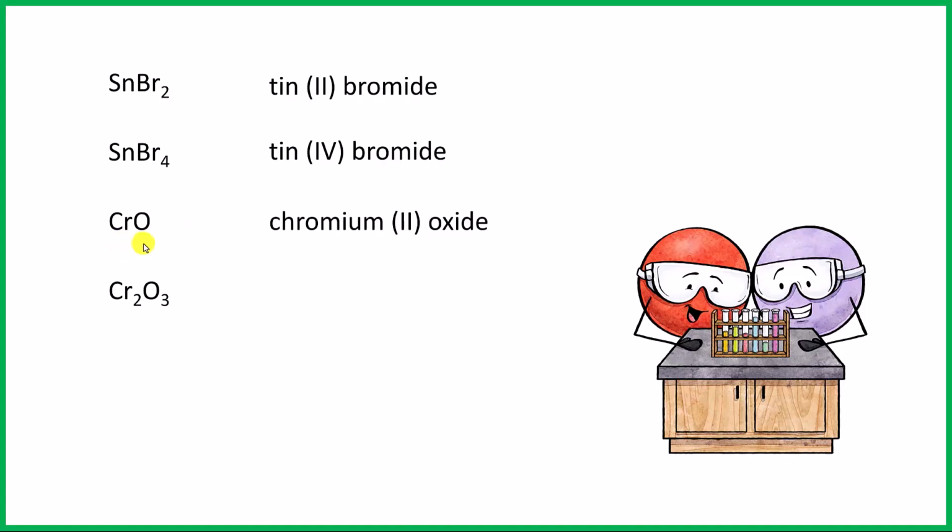Next one is chromium 2 oxide. Oxygen has a minus 2 charge, so this chromium, if they're balanced out, must be a plus 2 charge, chromium 2 oxide.